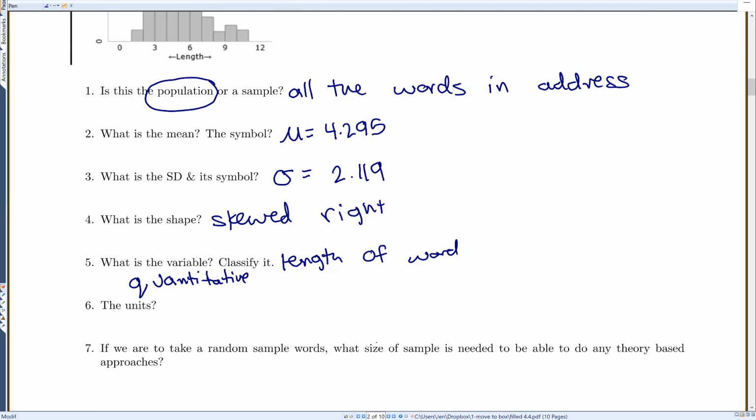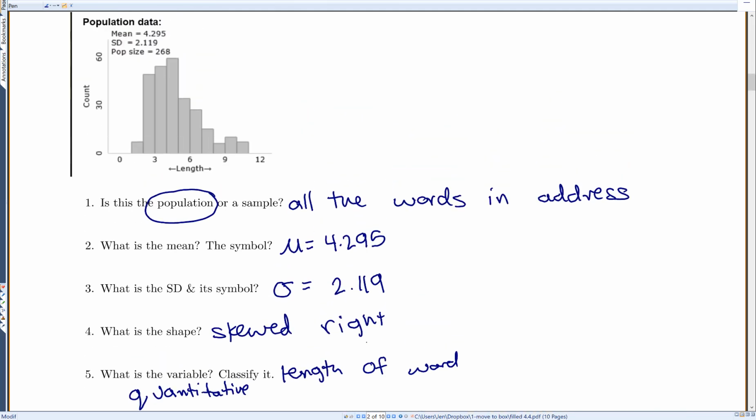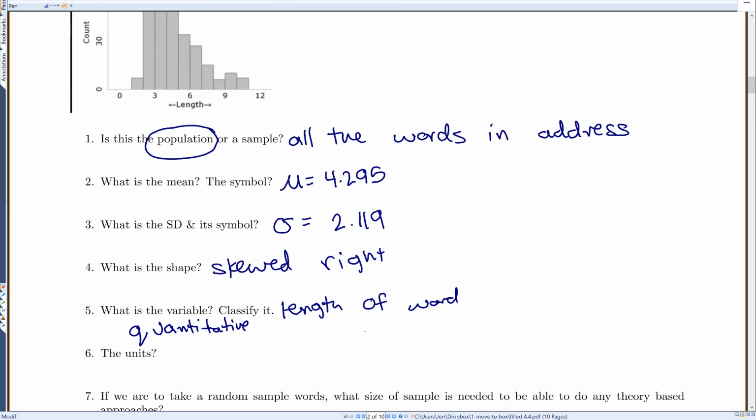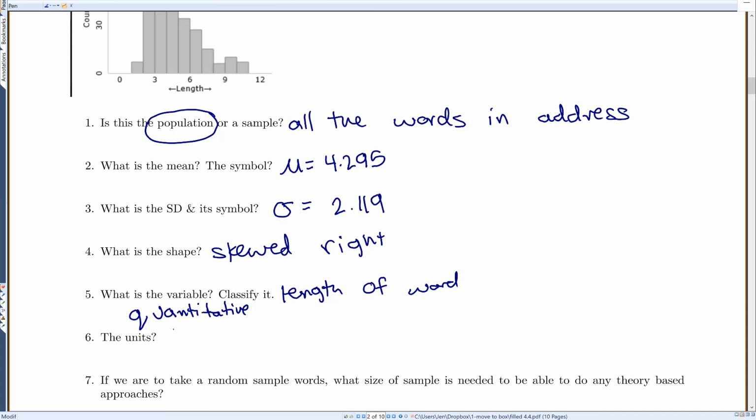What are the units? Okay, this is kind of a tricky question. If you're just looking at the length of the word and you're just counting letters, your units would be letters. So 5 letters, 6 letters.